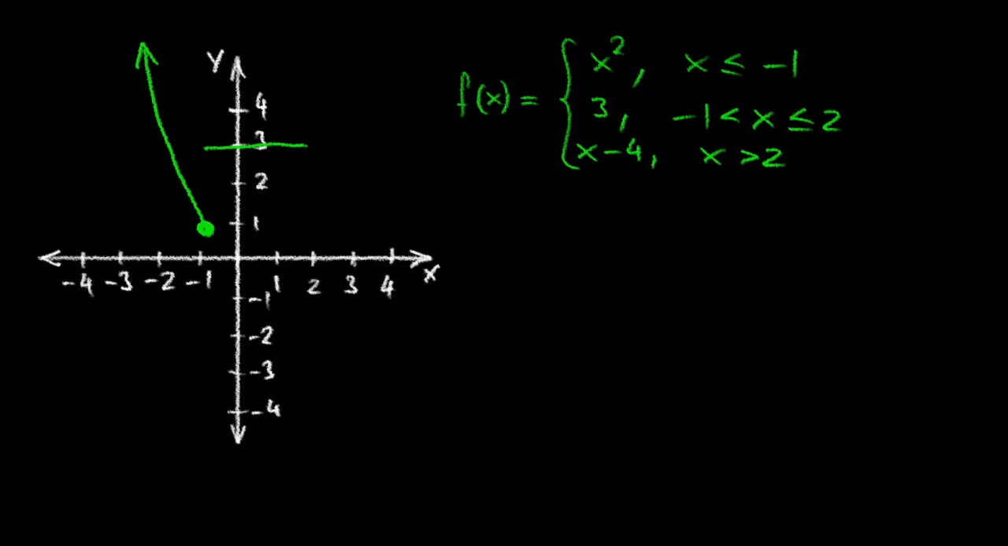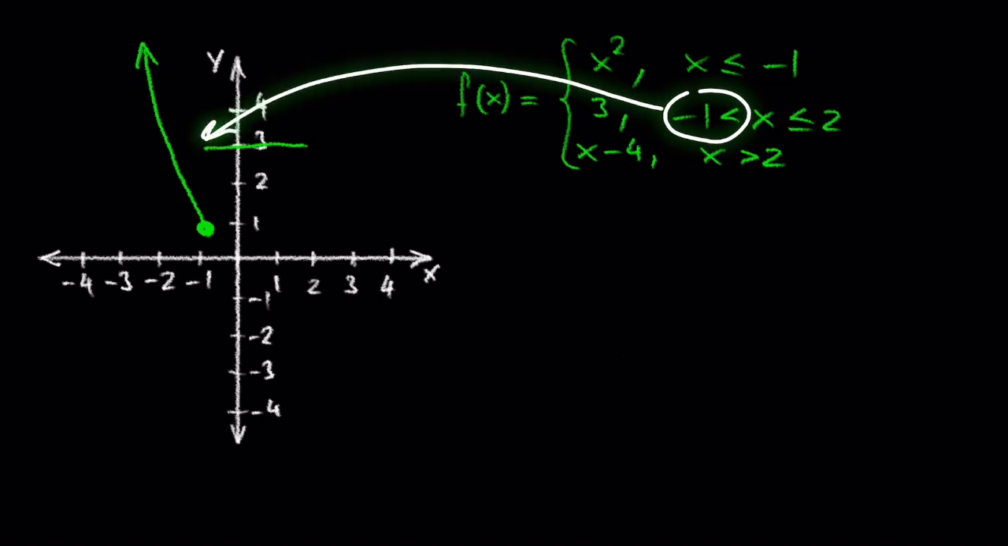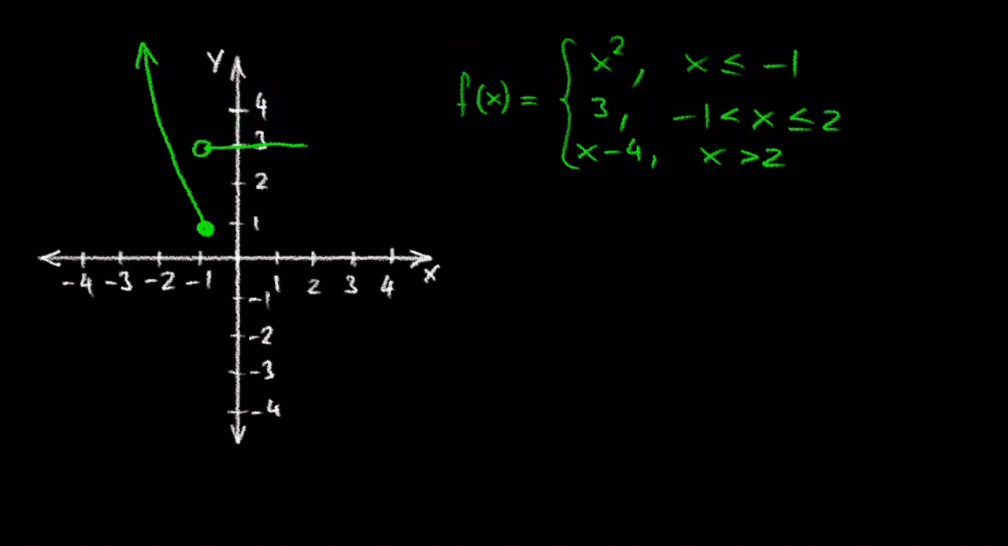We see x is greater than -1, so -1 is not included in the domain, which we show by an open circle. However, the 2 is included, so we use a closed circle to show that.